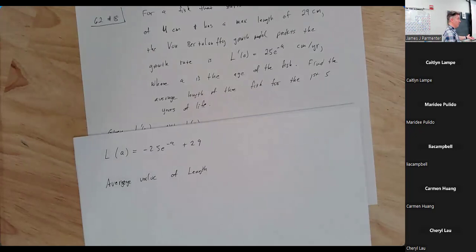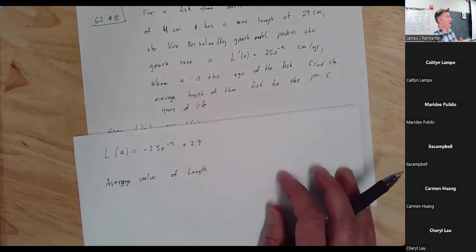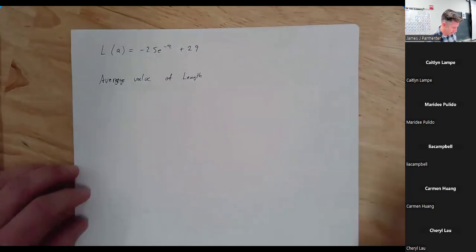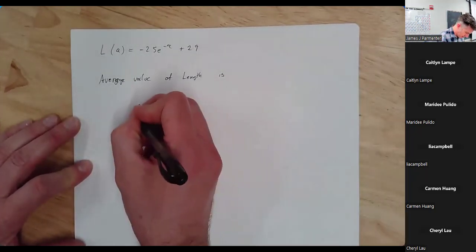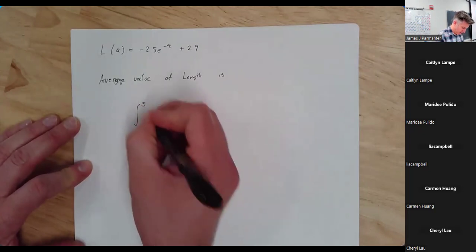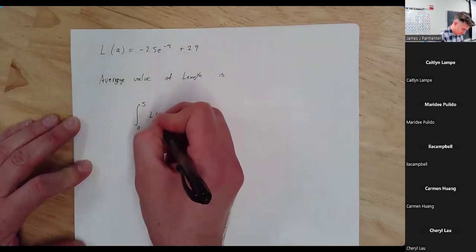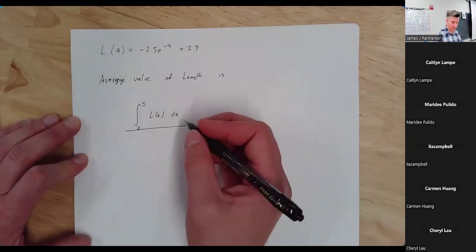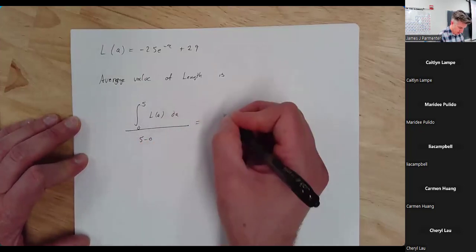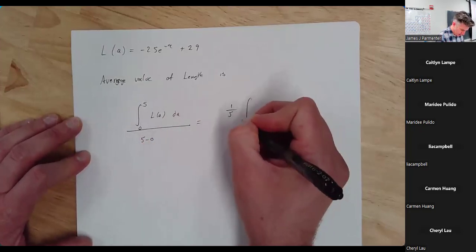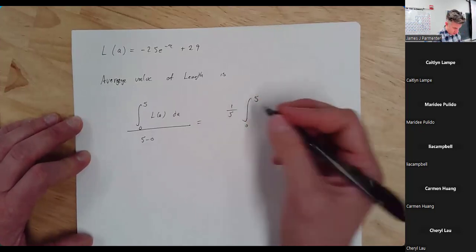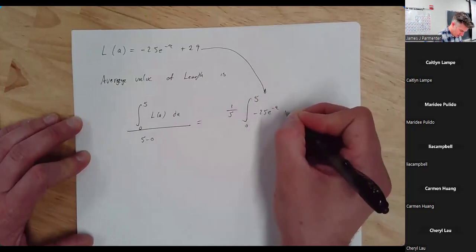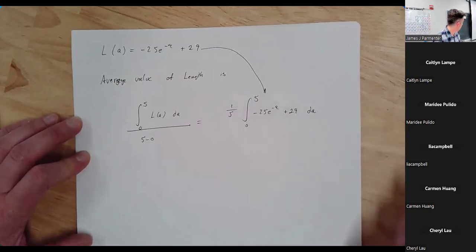So we're having to do integrals twice here. First, we had to integrate to find the length function. Now we're going to have to integrate that to find the average value. So the average value of the length is going to be the integral from 0 to 5 of our length function divided by the length of the interval, or the number of years, which is just 5 minus 0. That's going to be 1 over 5 times the integral from 0 to 5 of the function we just found, -25 e to the negative a plus 29 da.